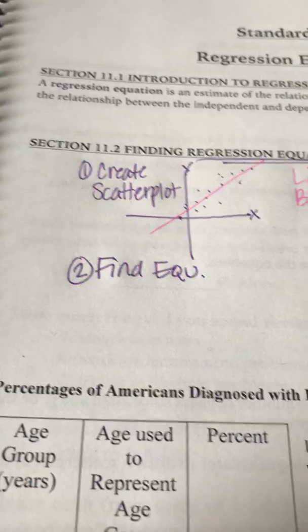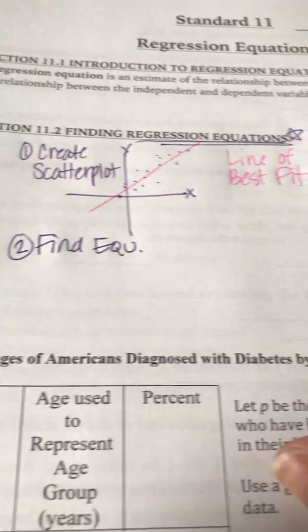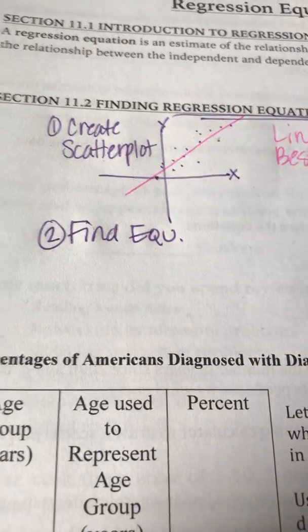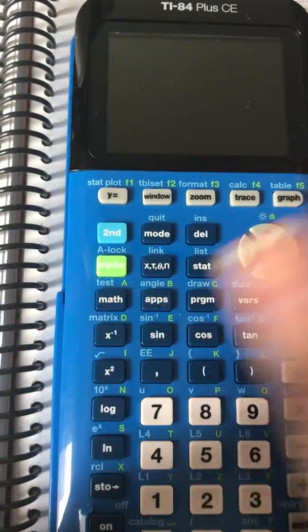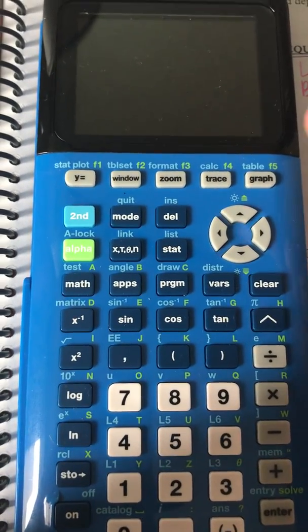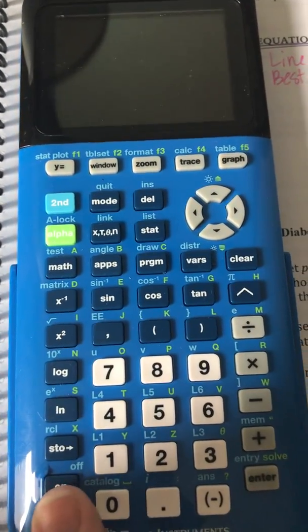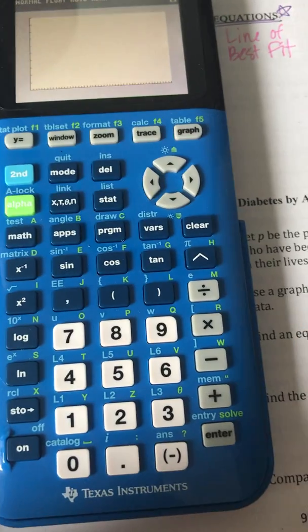We'll find the equation. Now, this sounds simple enough, but there are quite a few things that we need to do on our calculators. So the first thing that we need to do, in order to create that scatter plot, is put in our table of values.